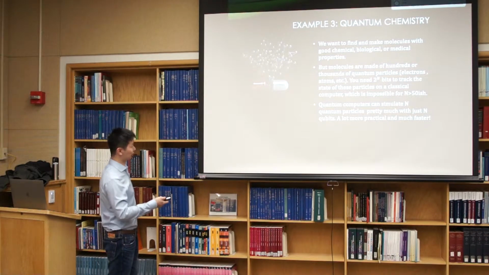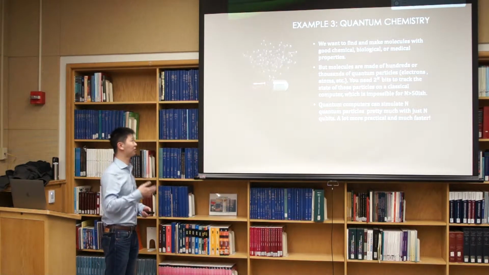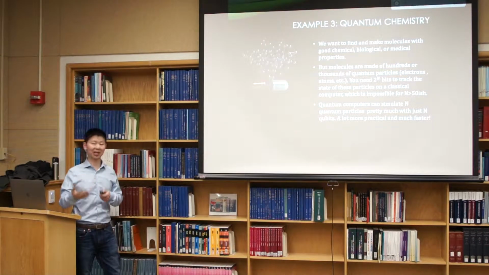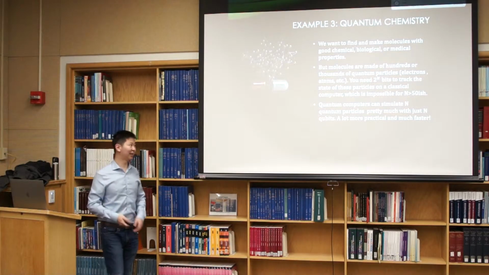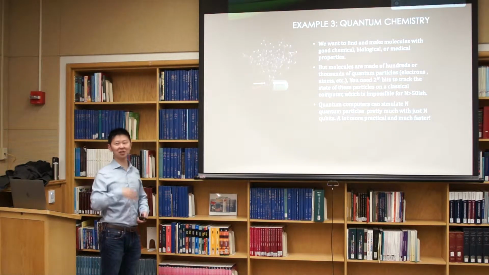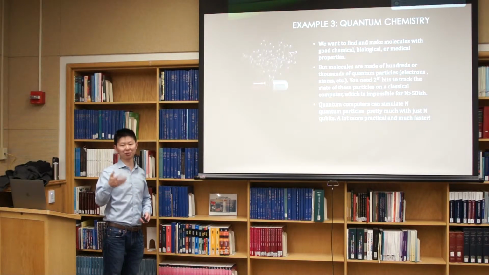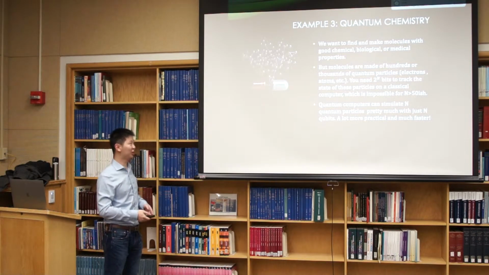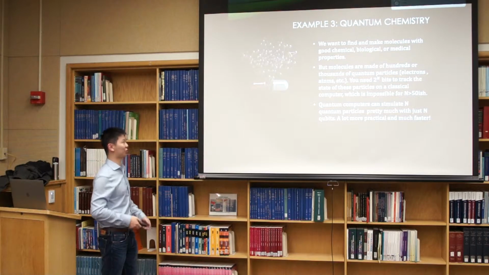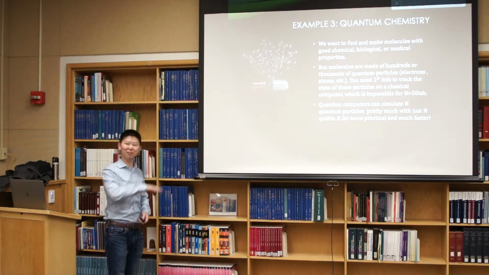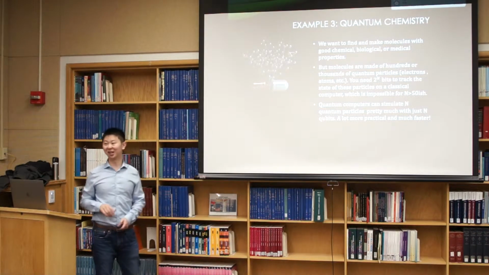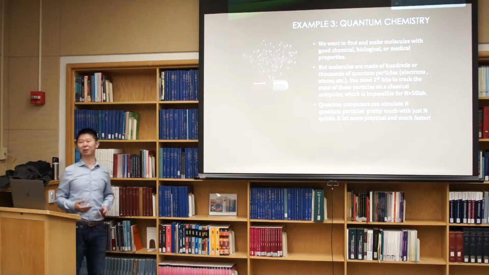And the reason is very simple, because a molecule is made of hundreds and thousands of these quantum particles, such as electrons or atoms. And as we said before, for each of these quantum particles, the simplest one being this quantum bit, you will need 2 to the n bits to track the states, right? You have that many states. You have 2 to the n states for n quantum particles.